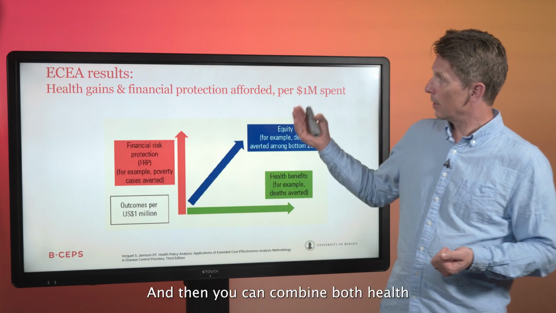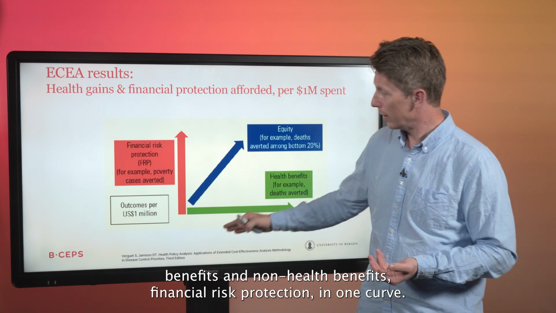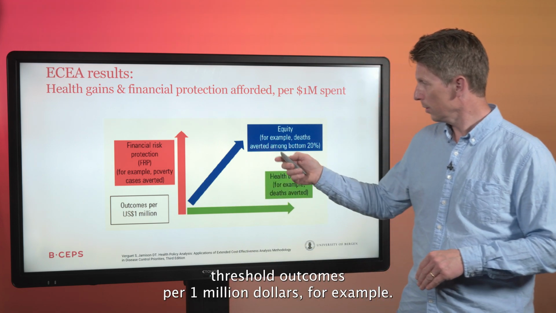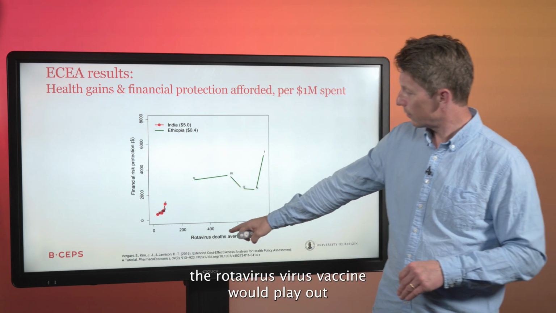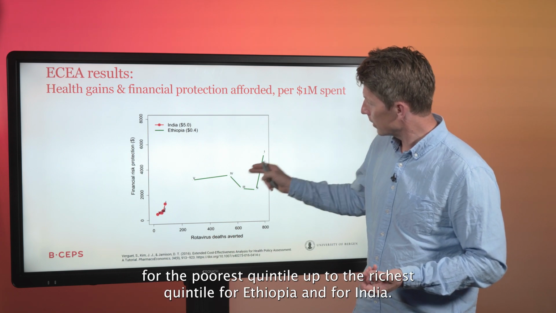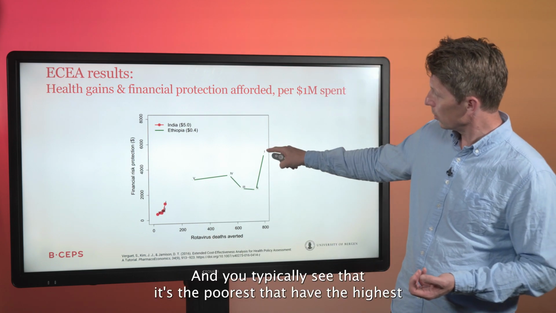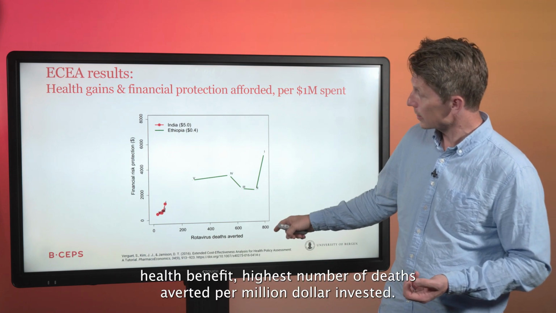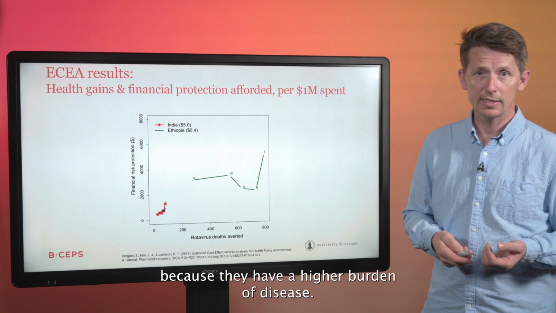And then you can combine both health benefits and non-health benefits, financial risk protection, in one curve, and you could have a willingness to pay threshold, outcomes per $1 million, for example. And here you see in India and Ethiopia how the rotavirus vaccine would play out for the poorest quintile up to the richest quintile. And you typically see that it's the poorest that have the highest health benefit, highest number of deaths averted per $1 million invested, and they would also have higher financial risk protection because they have a higher burden of disease.